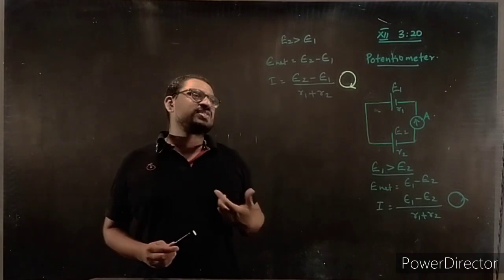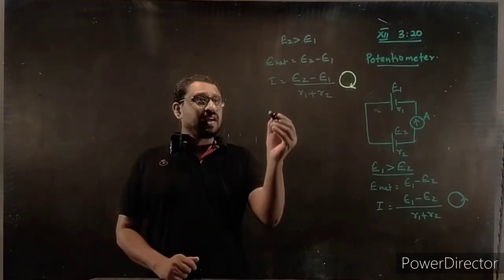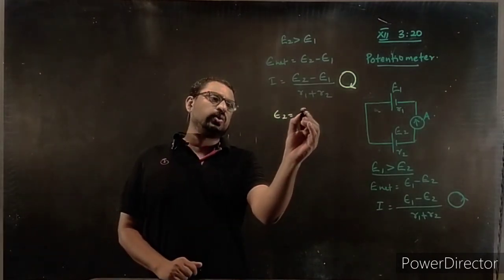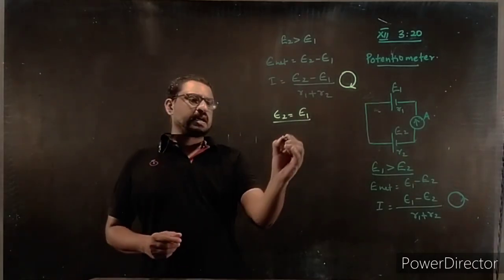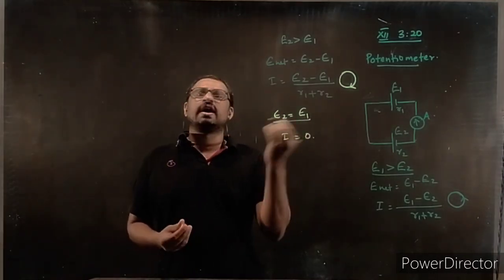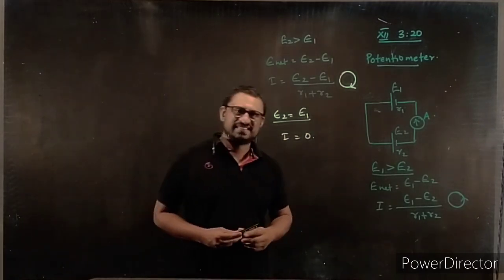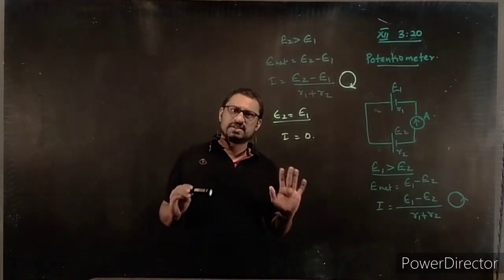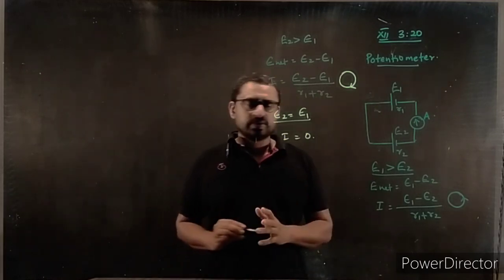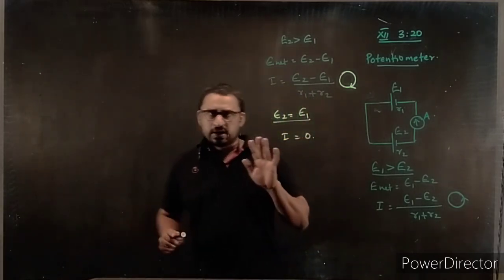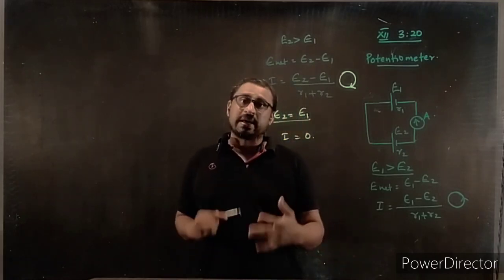Now, what next? If the case is E2 equal to E1, current will be equal to 0. No current will be existing. You understand that? No current will exist if E1 equals E2. So this one we understood. Now let's see how we can apply it.